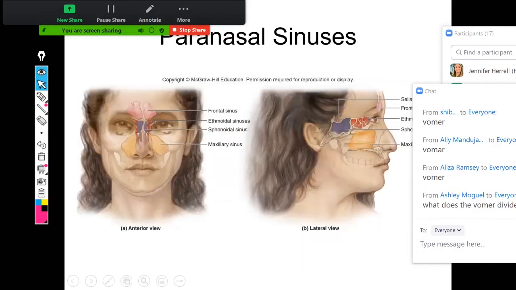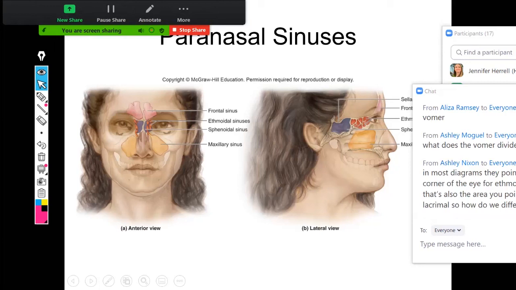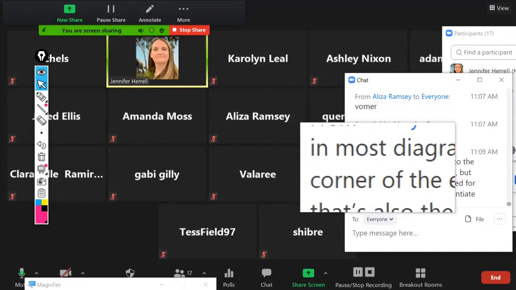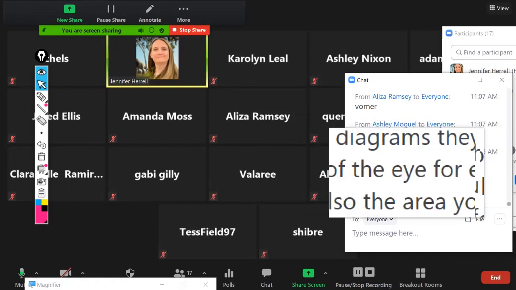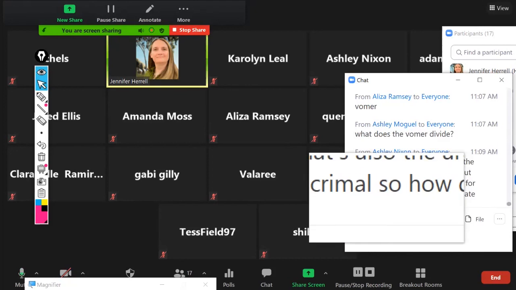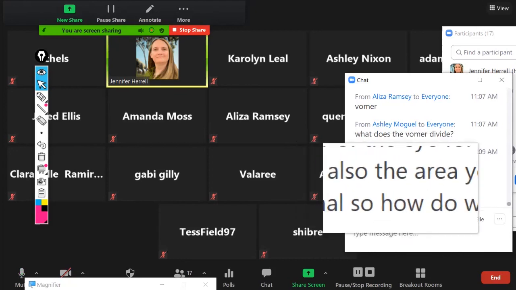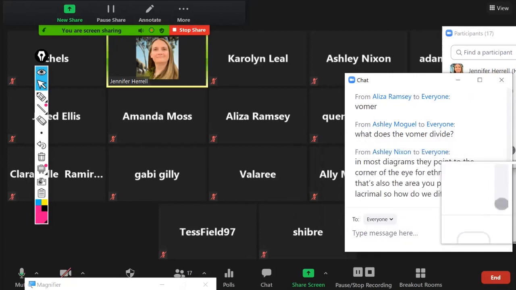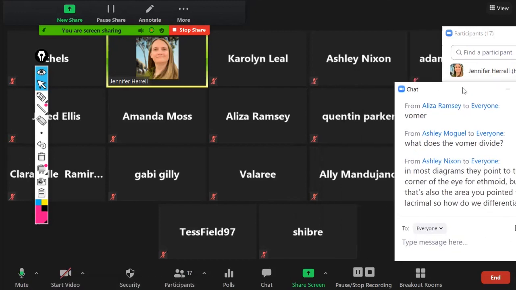Any questions about the skull before we move on? We should probably talk about the rest of the skeleton. Here's a big question. In most of the diagrams, they point to the corner of the eye for ethmoid. But lacrimal, let's see. Did I point to the wrong thing? That could be too. Let's take another look.